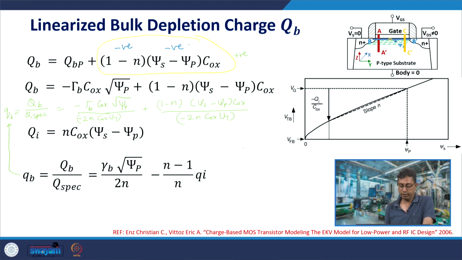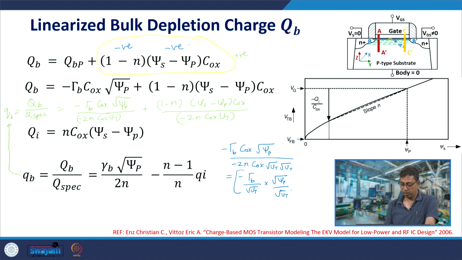Let us look at the first term: minus gamma b Cox square root of chi p divided by minus 2 n Cox square root of ut. So, if you write it this way, now it is minus gamma b by square root of ut into square root of chi p by 2 n, that is gamma b square root of normalized chi p by 2 n.